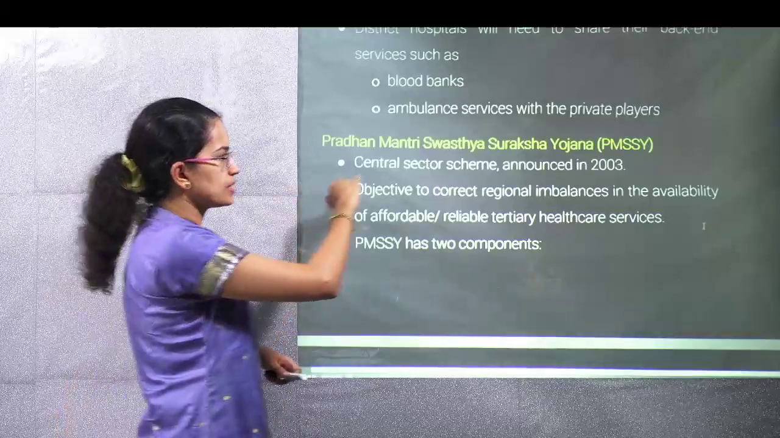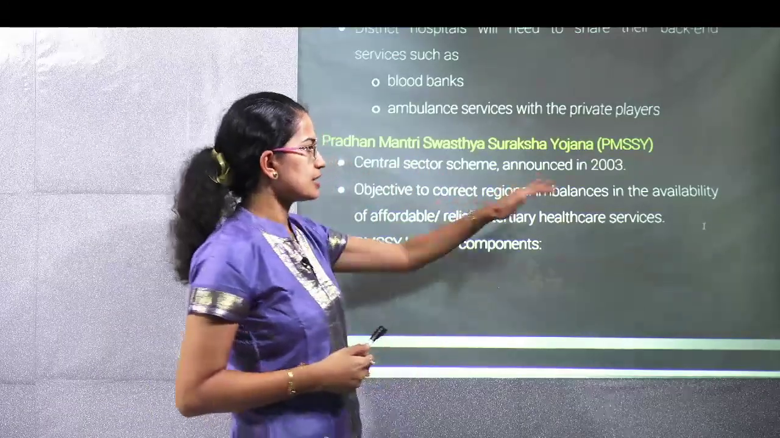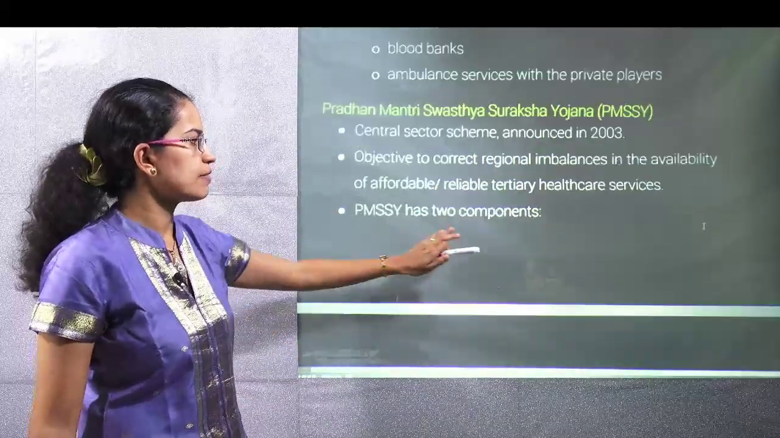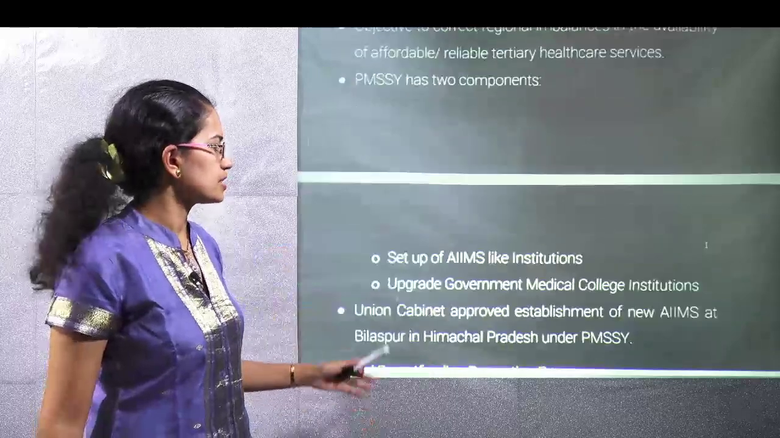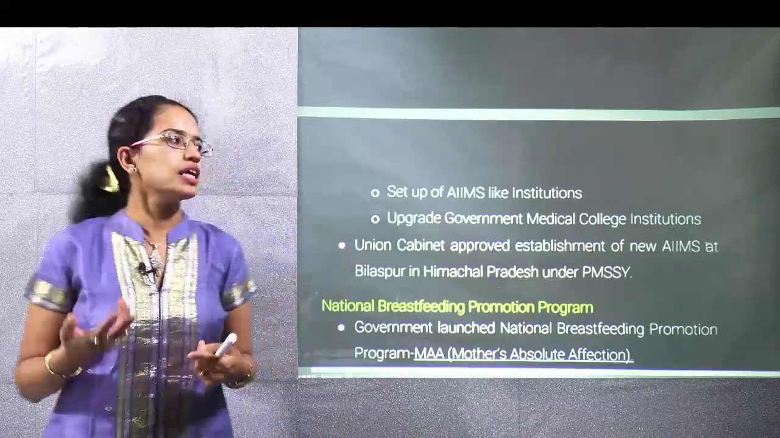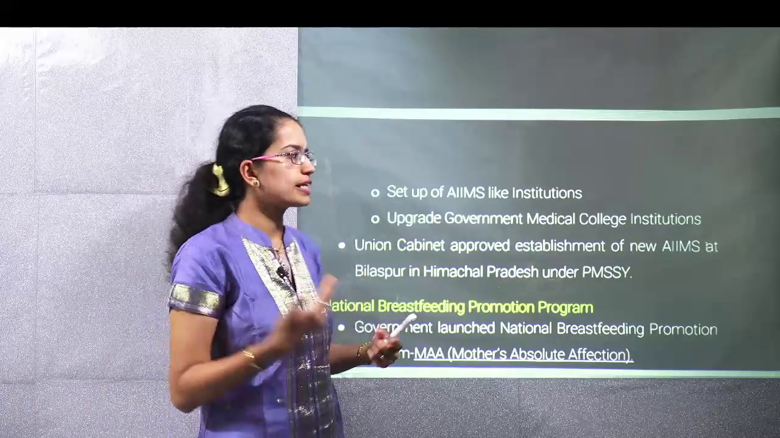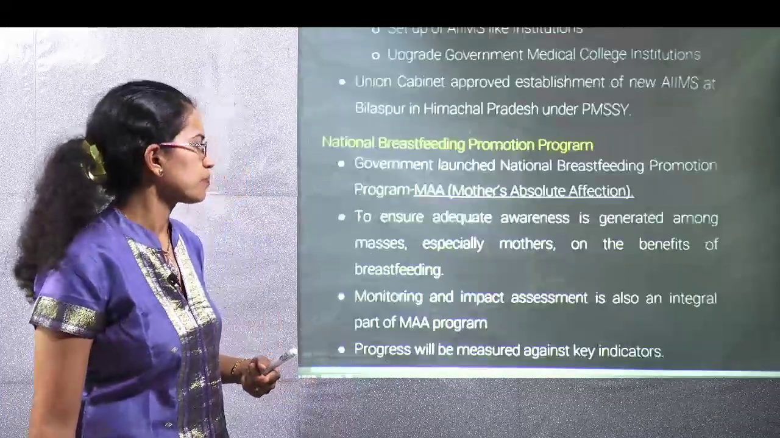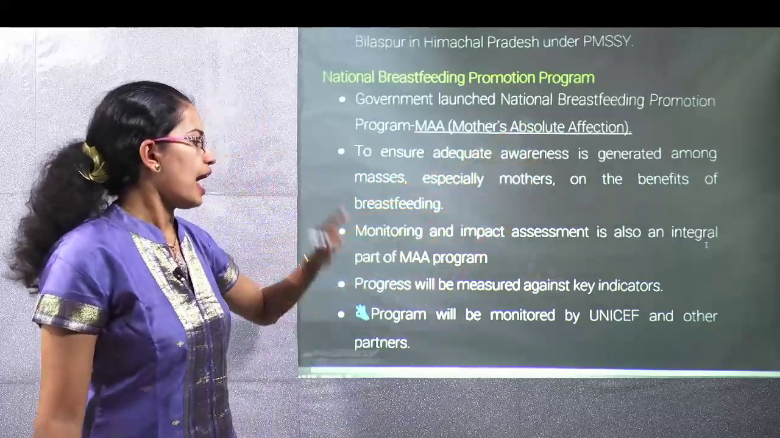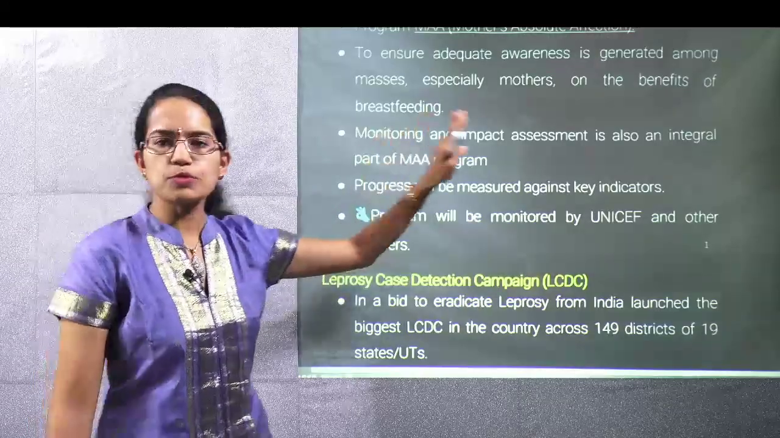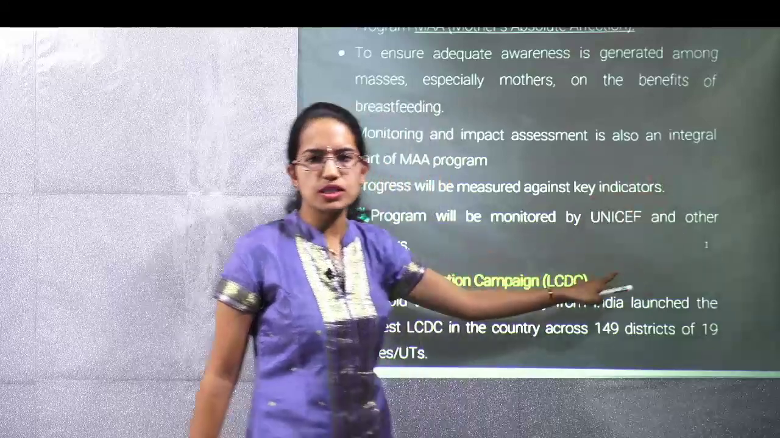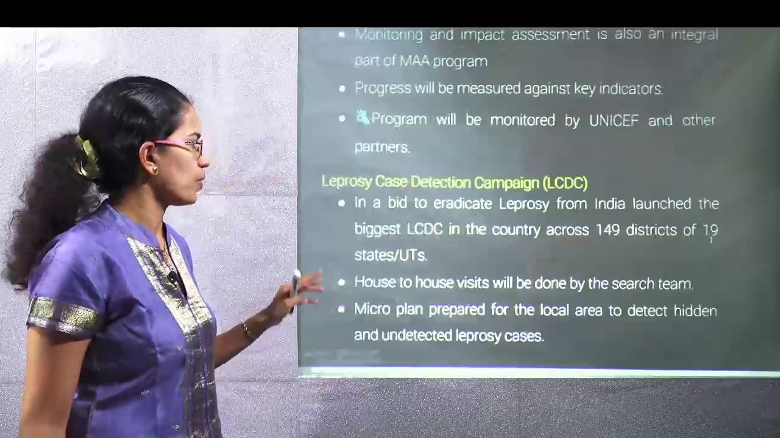The next is Pradhan Mantri Swasthya Suraksha Yojana, started in 2003. The idea is to correct the regional imbalances in the availability of the tertiary healthcare facilities, and it has 2 components. The first is to establish various institutions like AIIMS, and next is to upgrade government medical colleges or institutions. The next is the MA scheme, that's Mother's Absolute Affection Program, and again very important because it's important which organization has monitored it. So it has been monitored by UNICEF, so that's important.